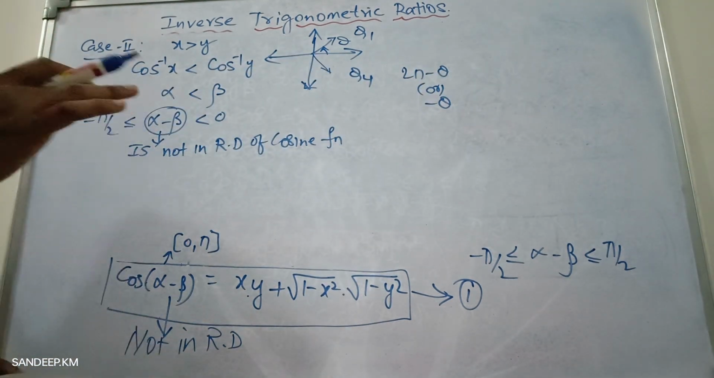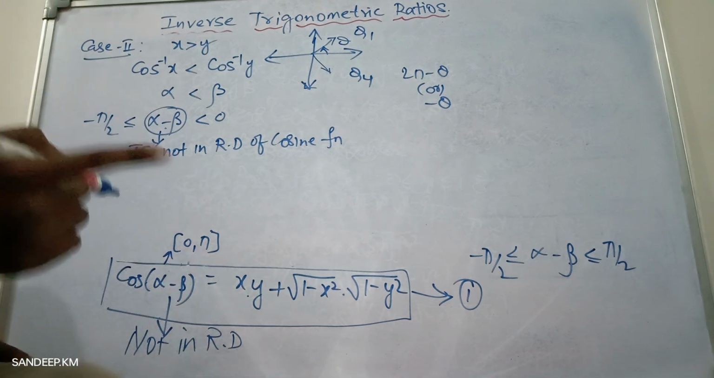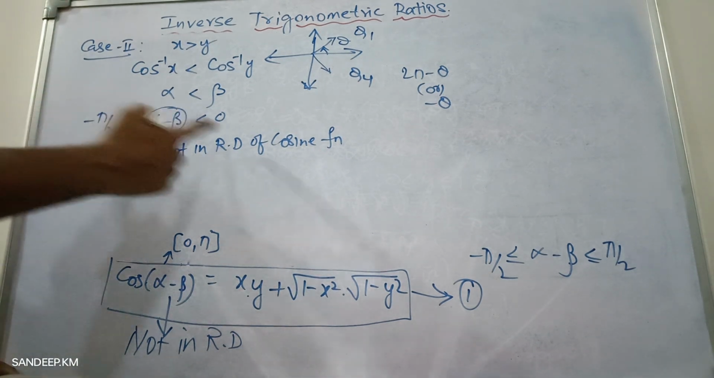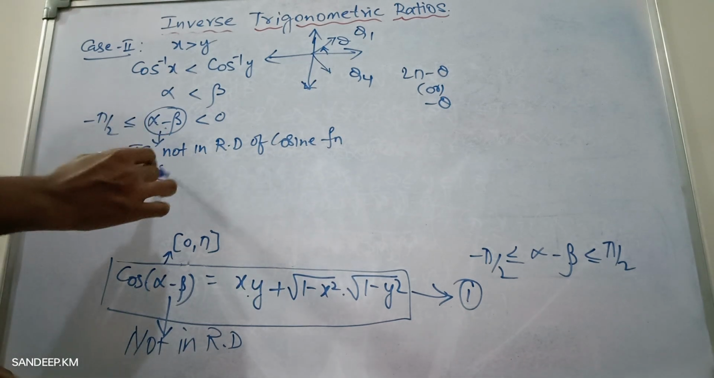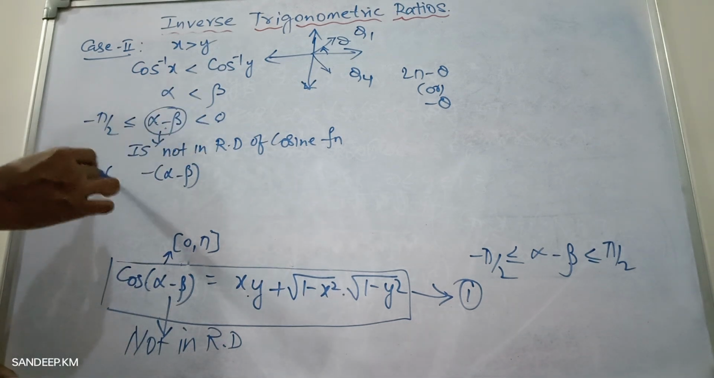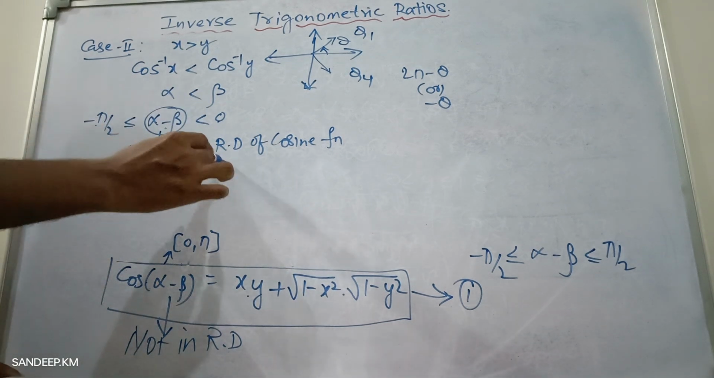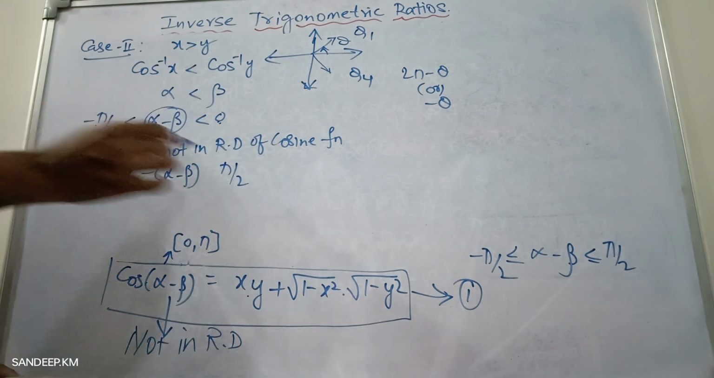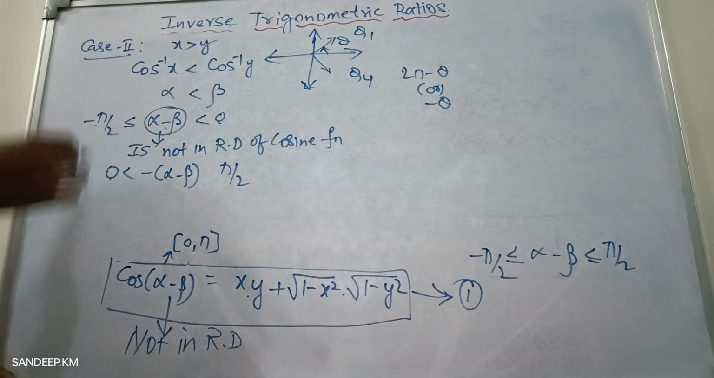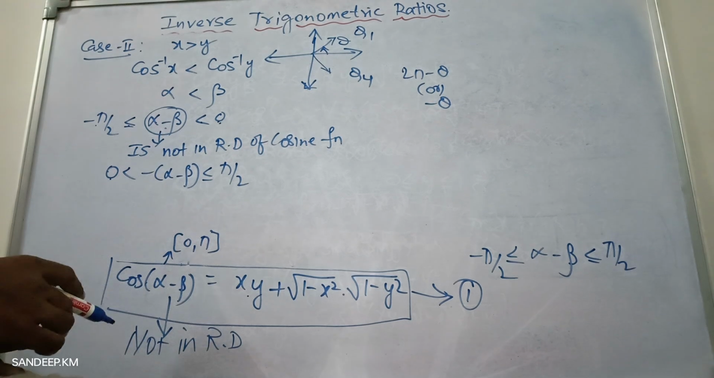That means what? First of all, if this is theta, what is minus theta? If this is theta, what is minus theta? So multiply with minus. Then what happens? Minus of alpha minus beta. Minus 0 will come here, and minus of minus pi by 2 will come here. When I multiply with minus on both sides, this inequality will be carried here and this inequality will be carried here.